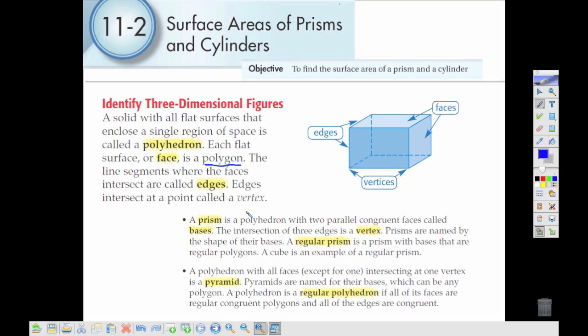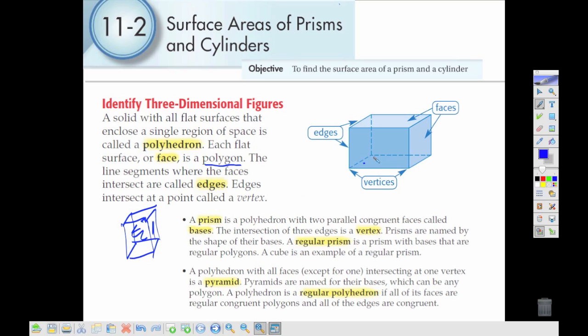So a prism would be a polyhedron where we have two bases that are polygons, and then all of the sides are going to be parallelograms, okay, because all these sides are coming up, so they're going to be parallelograms. We'll often be looking at right prisms, and so they're actually going to be rectangles going around the sides.